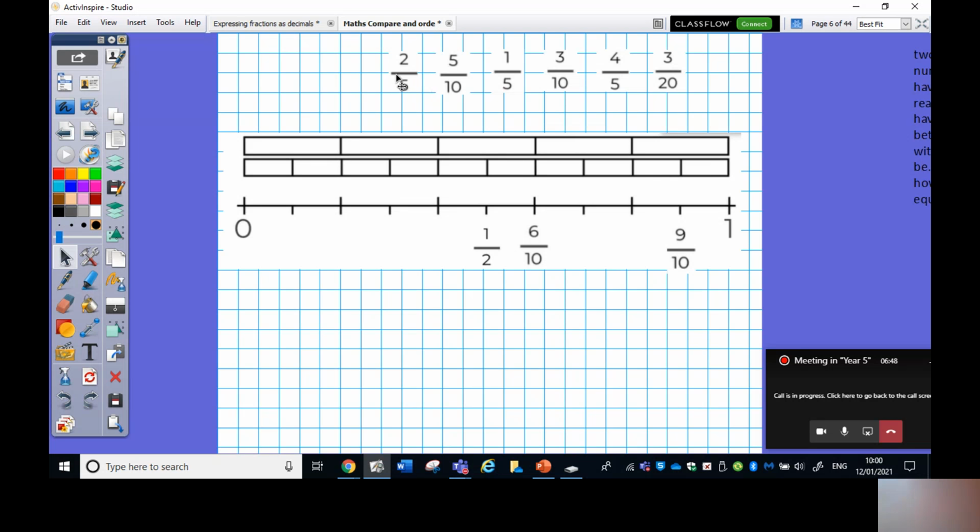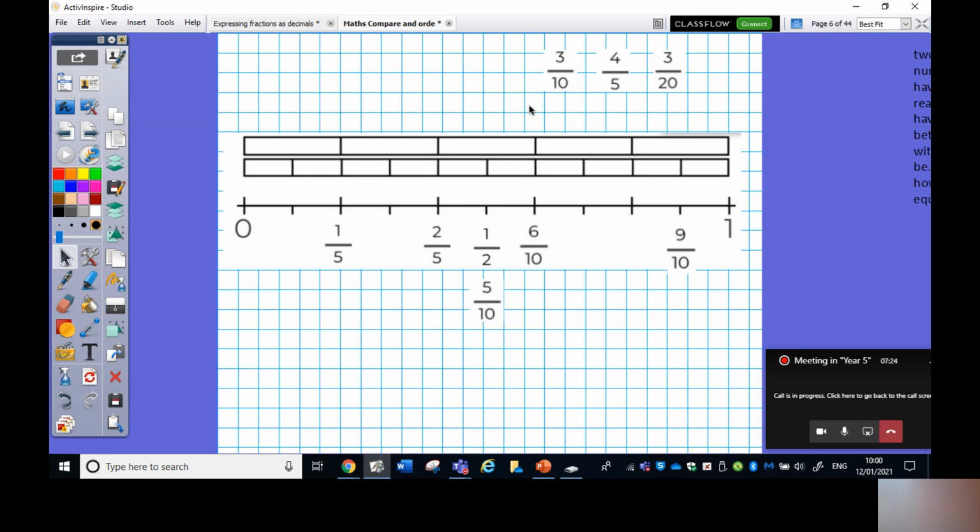Good. Let's take a look at 2/5. Good, 2/5 here. Excellent. And what about 5/10? And another word for that, the equivalent, is half. Yes, great. You're doing really well. Good job. 1/5. Yeah, that's nice and easy, isn't it? Have you noticed that 1/5, the distance between 0 and 1/5 is the same distance between 1/5 and 2/5?